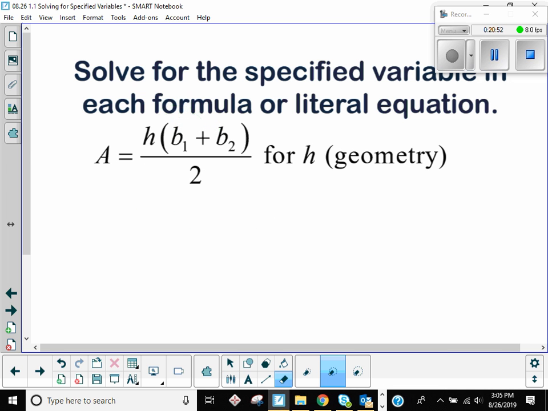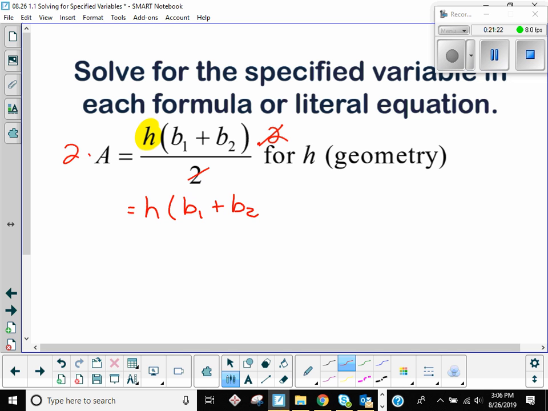Here's what you can do instead. You find the H right here, and you just undo the two things happening to it, the divide by 2 and the multiply by this group. Which one do you want to take care of first, the 2 or the group? The 2? Okay, how do you undo divide by 2? Multiply both sides. So the 2's simplify on the right, leaving me H times the group, B1 plus B2, and then 2A on the left.